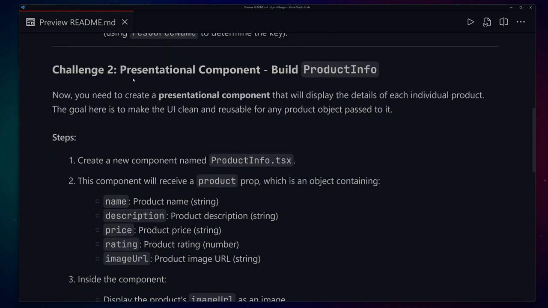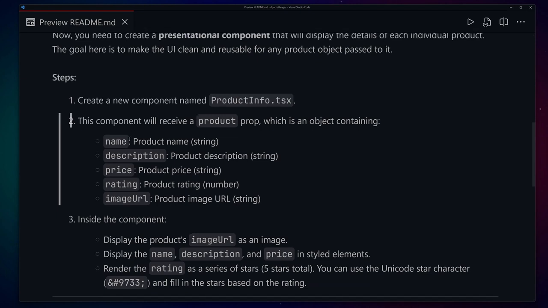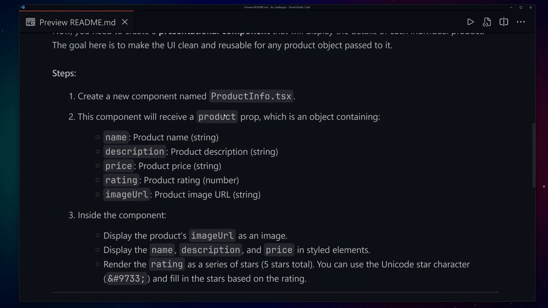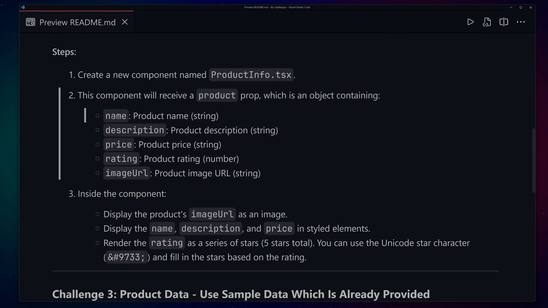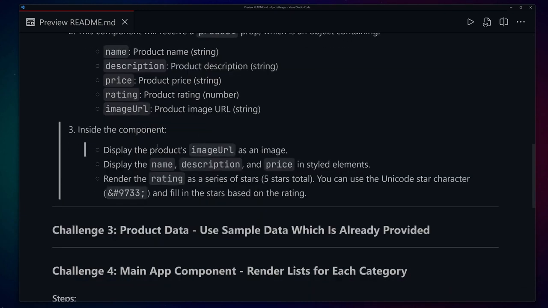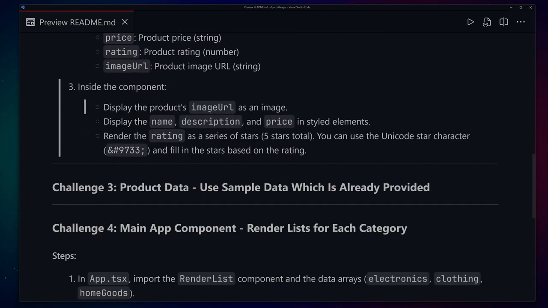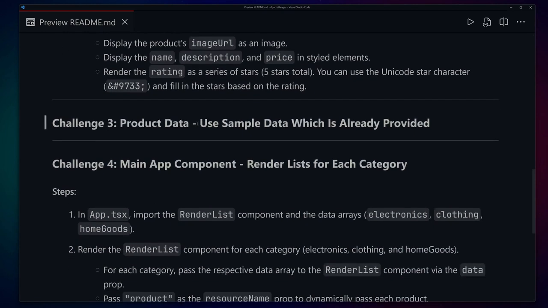Then we have another challenge, which will be to create our presentational component, which is about just rendering each item to the DOM. Just create a product info.tsx file, and inside this it can take the name, description, price, rating, and also the image. This data is already available to you inside my data.ts file, which I'm also about to show you. Inside the component, display the product image, display the product name, description, and price, and also render the rating. And yeah, you can learn more about that if you want to.